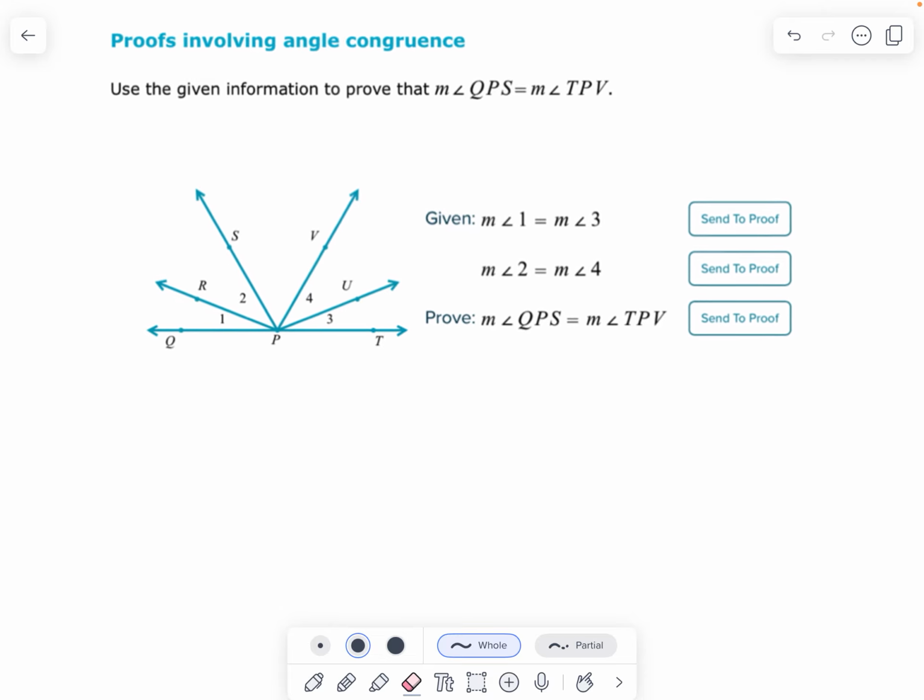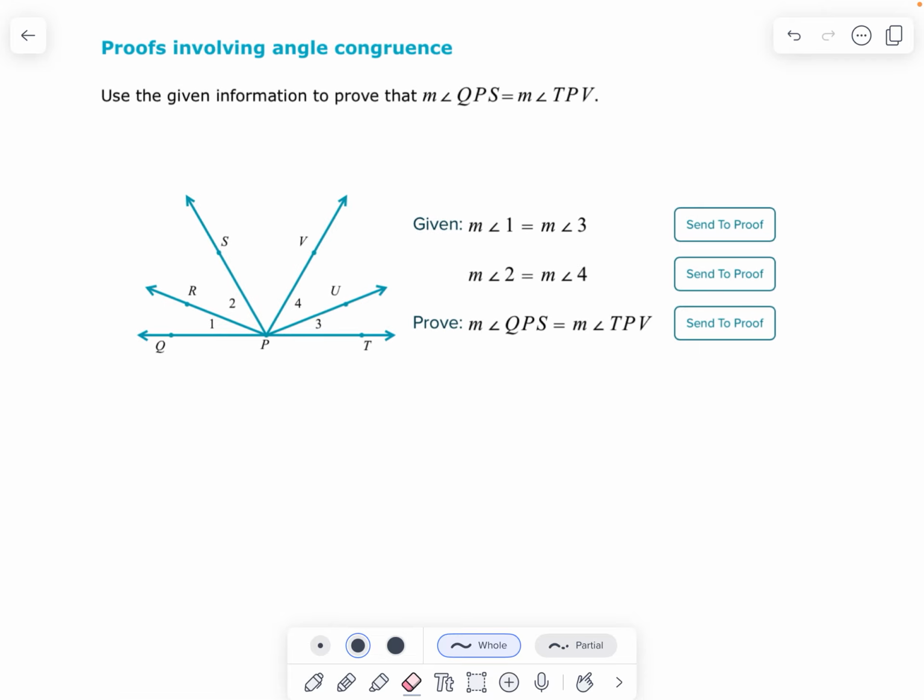So I'm going to go over here. I screenshotted it, and I'm going to look at what they gave me and walk myself through it. They told me that angle 1 and angle 3 are the same, so I'm going to mark those. Angle 1 and angle 3 are equal. And then they told me that angle 2 and angle 4 are equal. And then they want me to prove that, ooh, that's really thick. Let's see, maybe I should make that a little thinner. There we go. That angle QPS is equal to angle TPV.